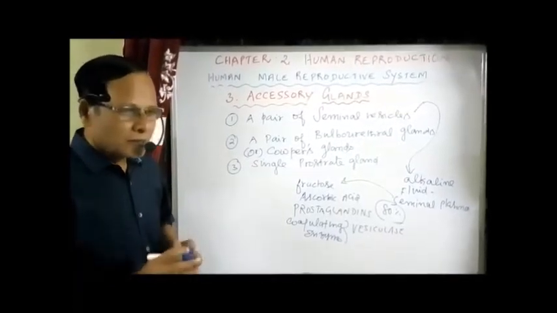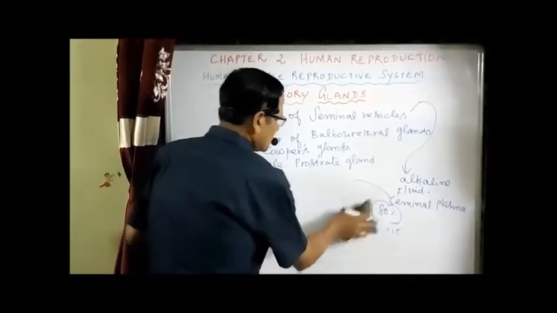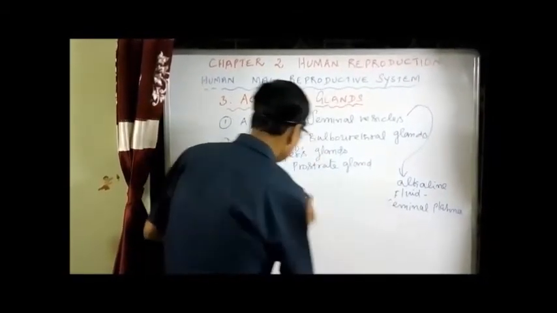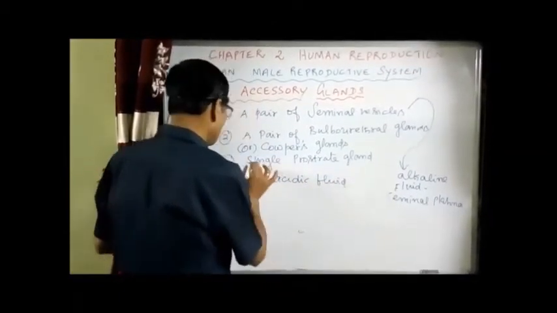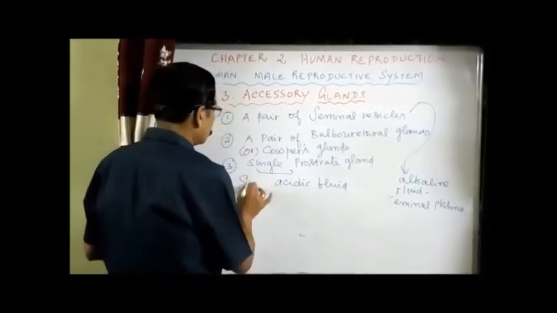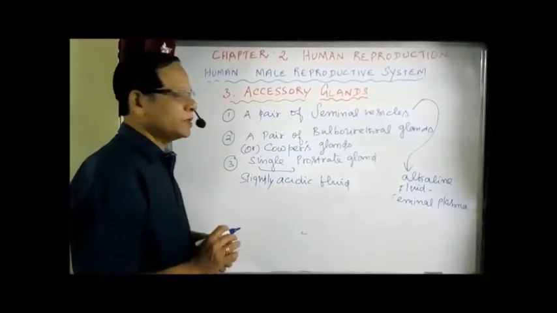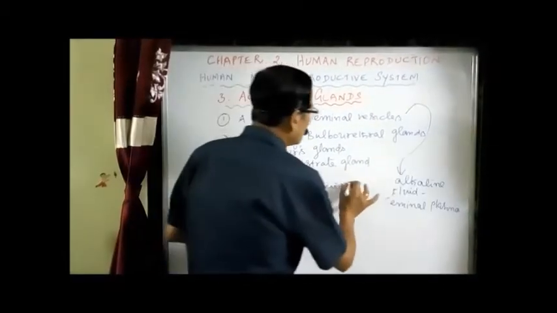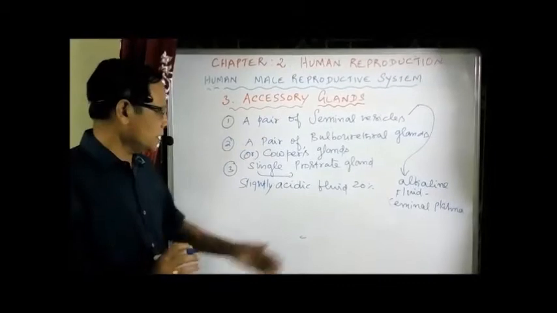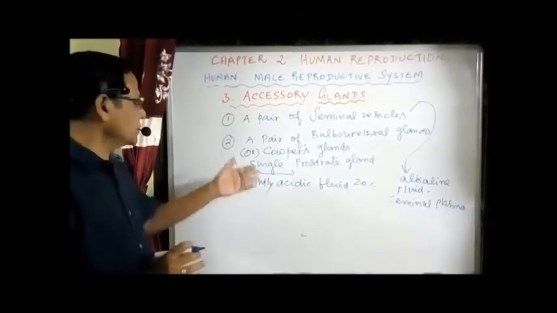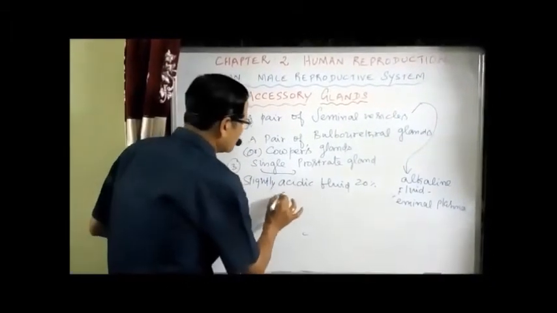Now it secretes a slightly acidic fluid, not strongly acidic. The fluid constitutes nearly 20% of the total volume of semen: 80% by the seminal plasma of the seminal vesicles and 20% by the secretions of the prostate gland, a slightly acidic fluid which contains citrate.